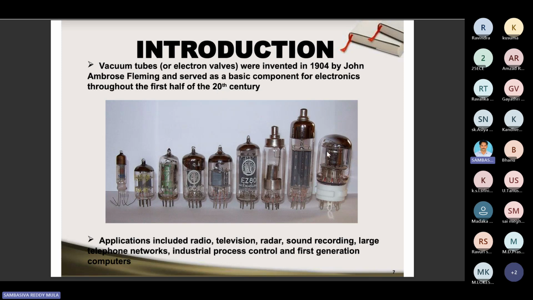Up to the 1950s, these were used as electronic components. No other components like ICs or chips were present; those were not invented before the 1950s. Applications of these vacuum tubes include old radios, television, radars, sound recording systems, large telephone networks, industrial process control, and the first generation computers also used these vacuum tubes.